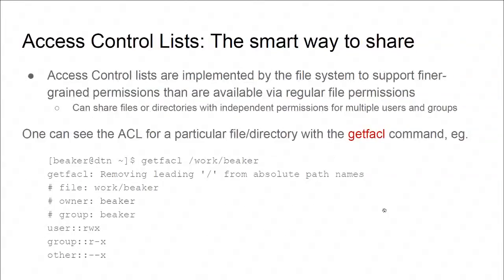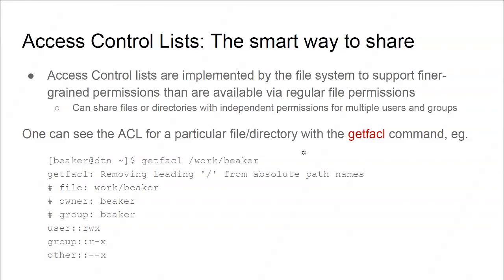All right, access control lists. This is a smart way to share files. If you think about the way that the file permissions are set up, they don't let you specify permissions for just one person in your group, for example, or for another group other than your own, or for somebody else, but not everybody. So the way you can do this is through access control lists.